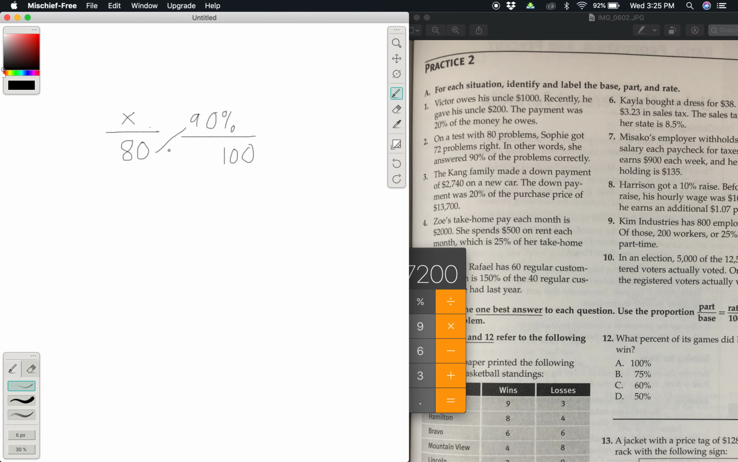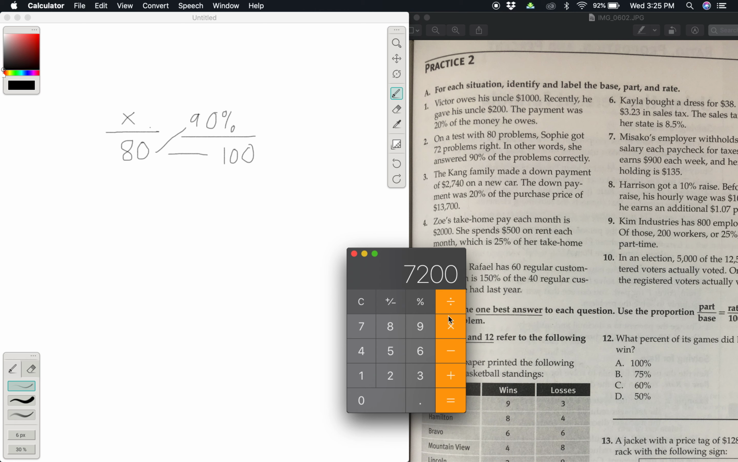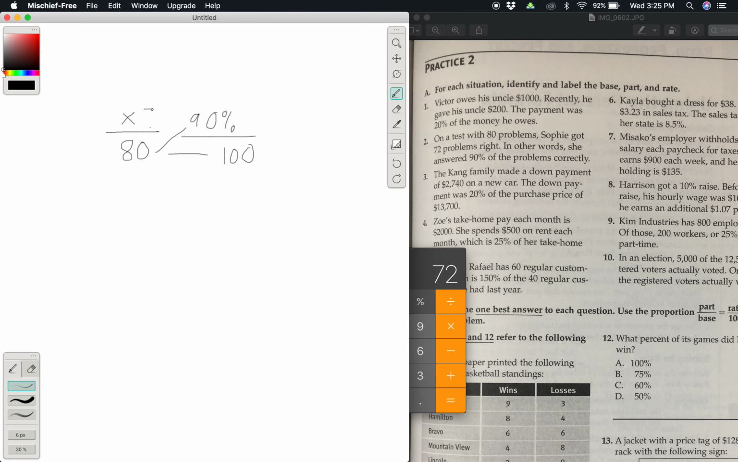Now we divide that this way, horizontally. So divided by 100 equals 72. See? So whichever variable you're missing, as long as you do this formula here, you'll get it. Okay, let's see.